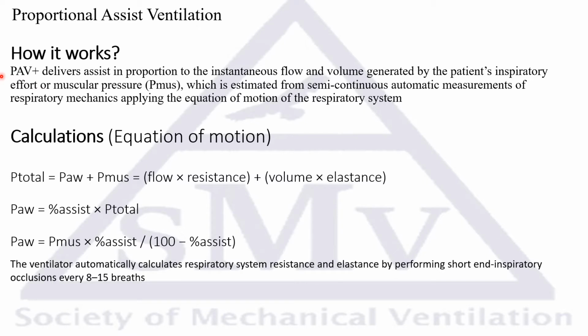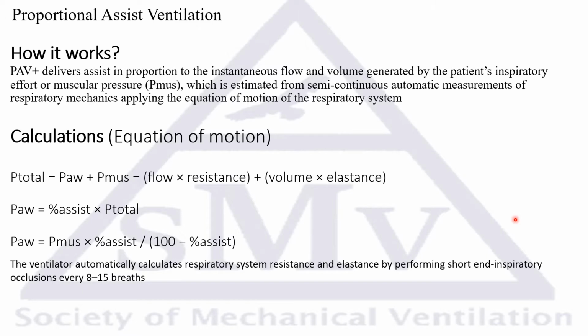So how does proportional assist ventilation work? Basically, the software of the ventilator delivers the assist in proportion to the flow and the volume generated by the patient's inspiratory effort, or the muscle pressure, which we call PMUS, which is estimated from semi-continuous automatic measurement of the respiratory mechanics, applying the equation of motion of the respiratory system.